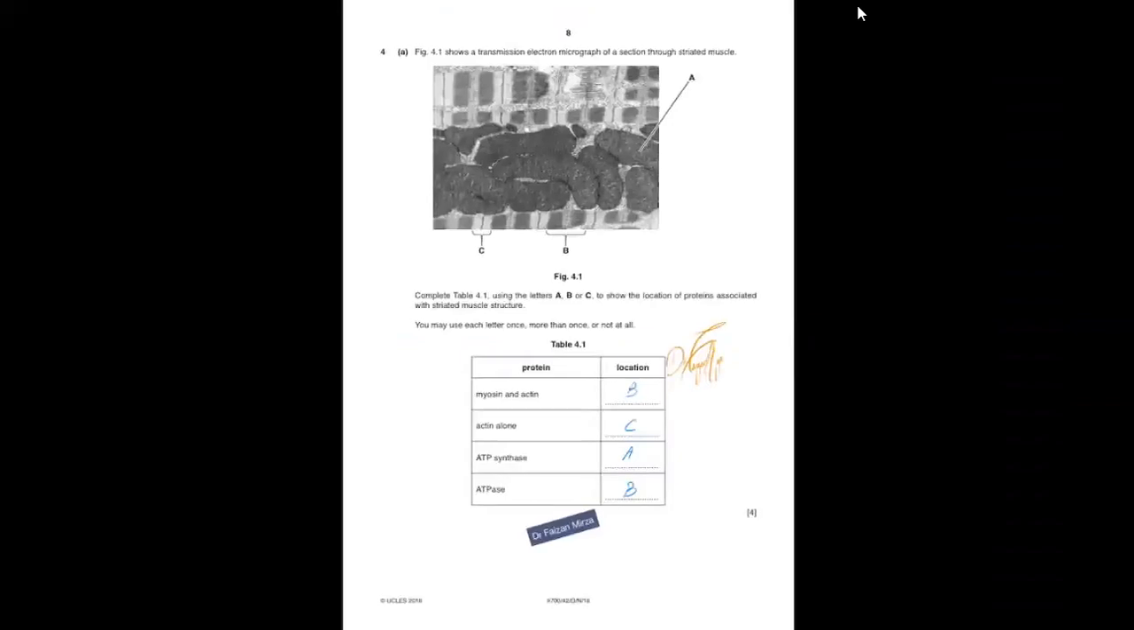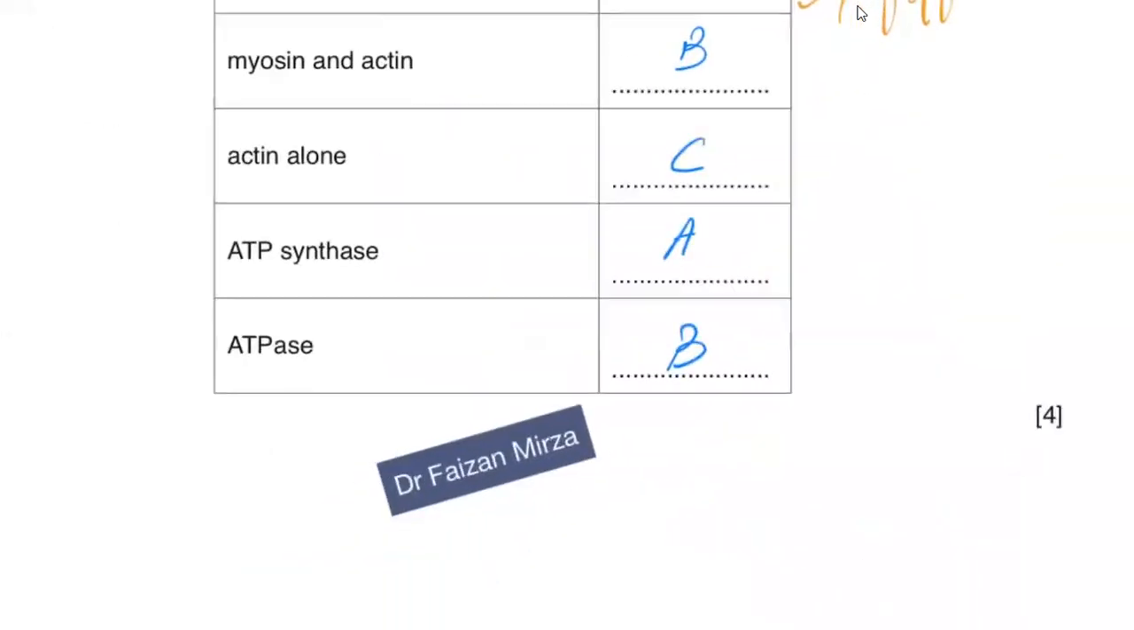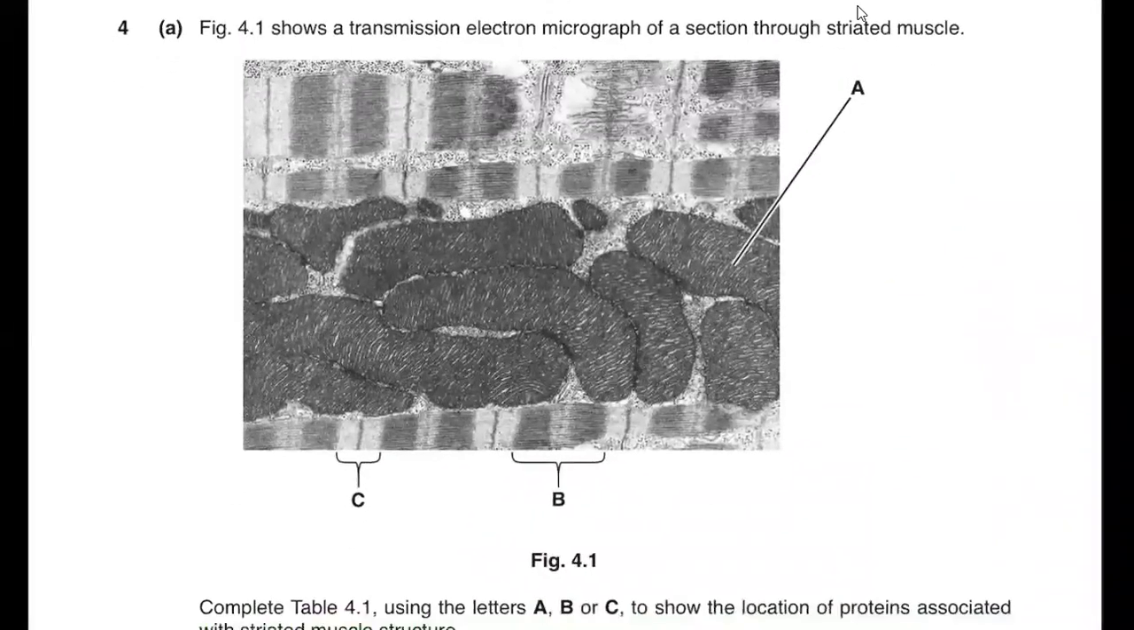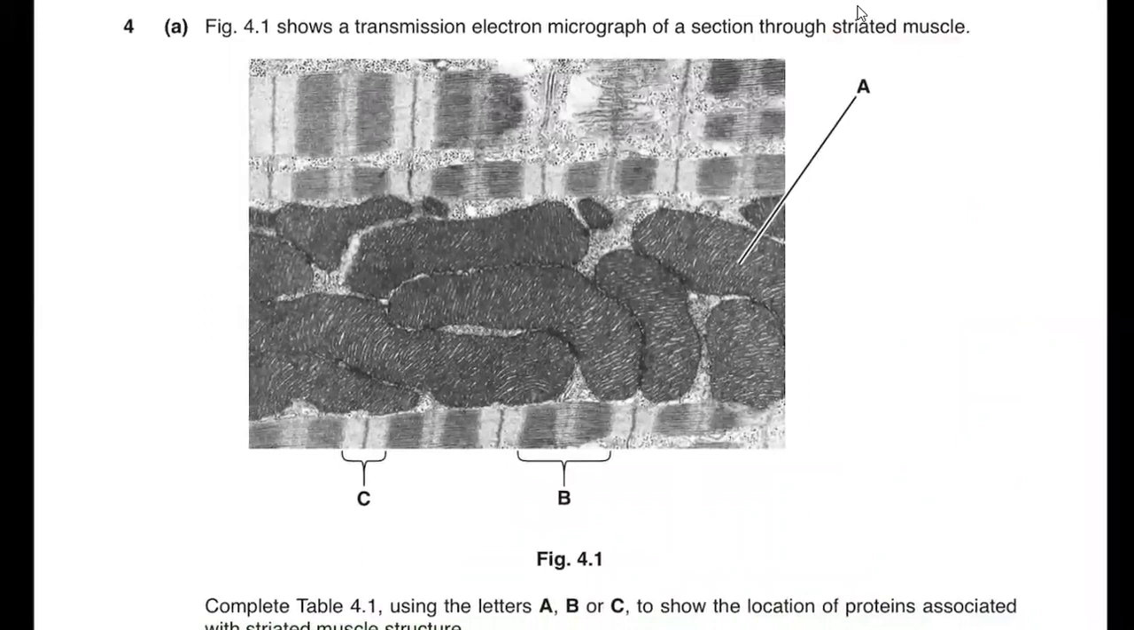So let's take another question. This is from October, November 2018. This is variant 42. In this question, this is the muscle shown to you. An electron micrograph of a striated muscle. Why do we call it a striated muscle? Because we can see the stripes here.